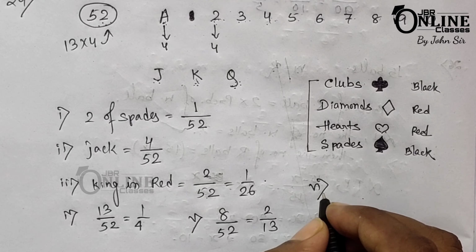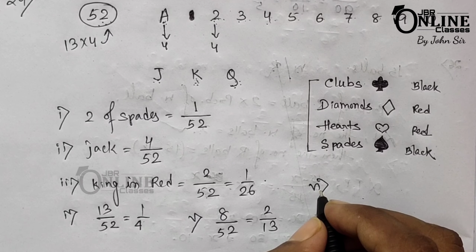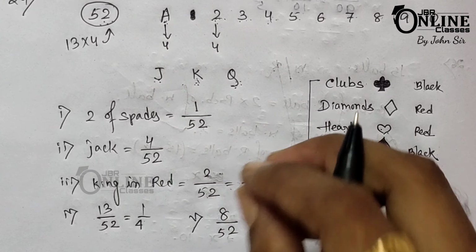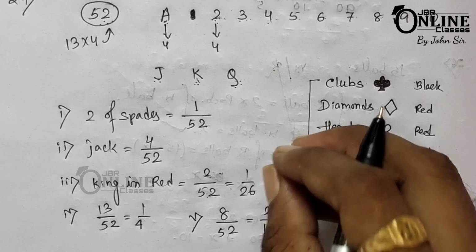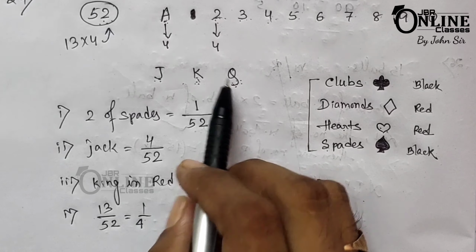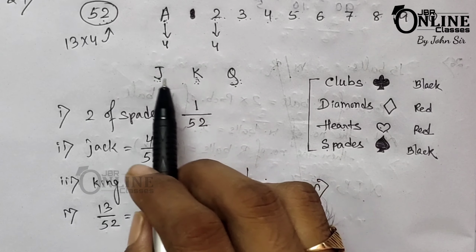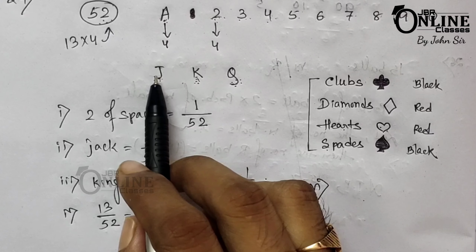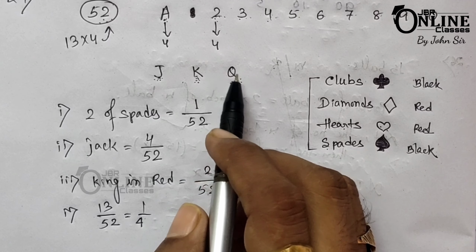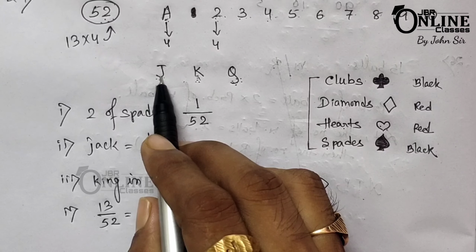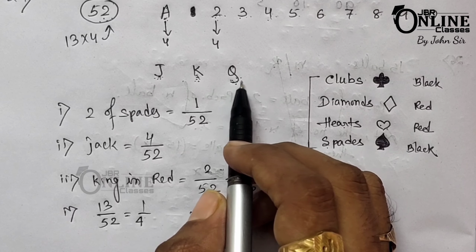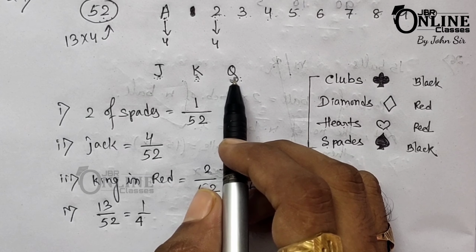Now number 6. In number 6, you have to find the probability of a non-face card. Non-face card means the card which does not contain any face. Jack, king, and queen are the face cards, so 3 into 4 is 12. There are 12 cards which have a face. Face means a human face: here the face of the jack, here the face of the king, here the face of the queen. So there are a total of 12 cards which have a face, and you have to find a non-face card.